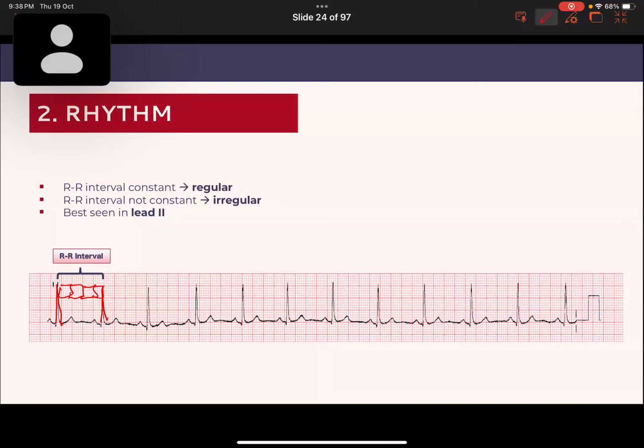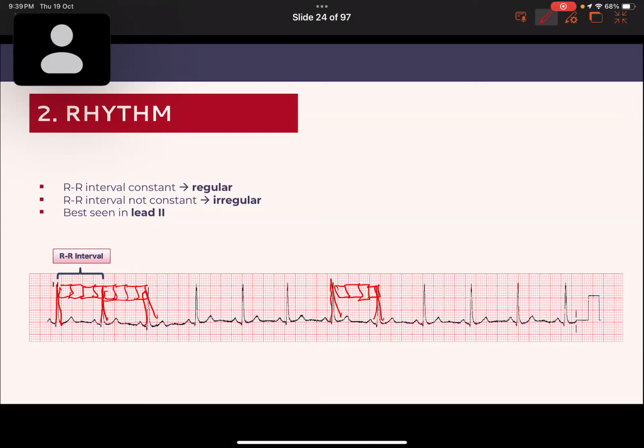And then you have to compare this interval with the rest of this strip. It has to be the same number of large boxes in between every 2 R waves. Let's count this again. This is an R wave and this is another R wave. 1, 2, 3, and 4. It's consistent. Let's try it again on a random interval. This is an R wave. This is an R wave. Let's count the number of large boxes. 1, 2, 3, and 4. So it's consistent.